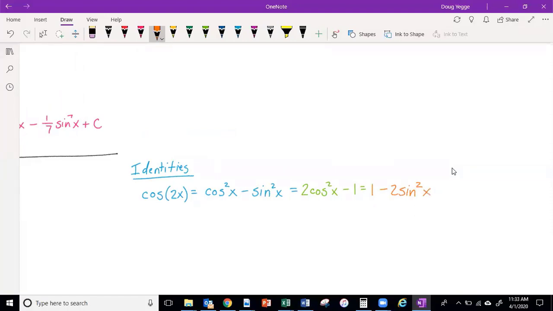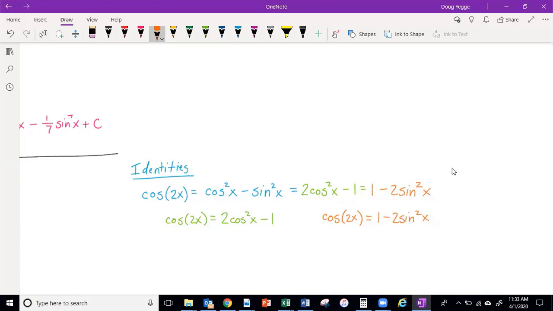So we're going to focus on both of these, the last two. We're going to focus on cosine of 2x is equal to 2 cosine squared x minus 1. And then we're going to focus on the other one where cosine of 2x is equal to 1 minus 2 sine squared x. So these were the identities that you would have learned back in trigonometry. You would have proven these identities as well and so on.